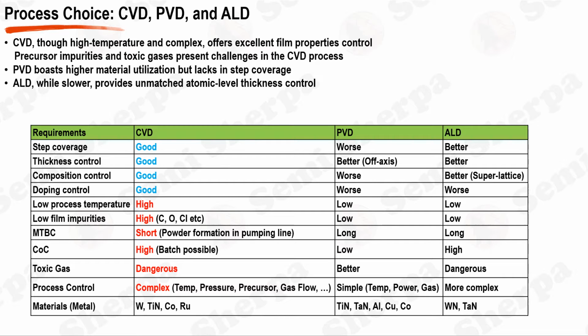Lastly, ALD offers excellent control over film thickness down to the atomic level, and excellent conformality, even surpassing CVD. However, ALD is typically slower and more expensive per unit area than CVD due to the sequential nature of the process. The choice between CVD, PVD, and ALD depends on the specific deposition process requirements, considering factors like desired film properties, substrate characteristics, cost, safety, and process control considerations.